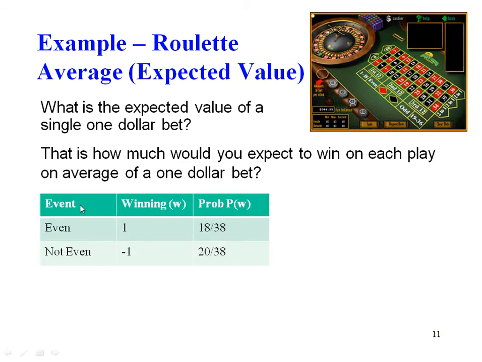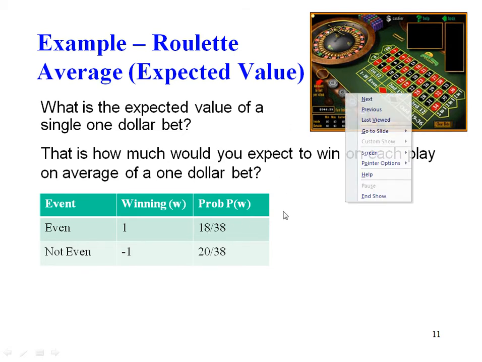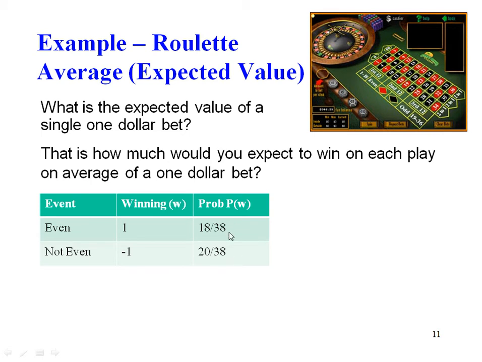Okay, so let's set up our event table. We got even and not even. It's not odd, right? Not even, because we have zeros and double zeros. If it comes up even, we win $1, and how many of those do we have? Well, we have the numbers 1 through 36, so half of those would be 18. You can add them all up. Okay, 18. And so 18 of those. Now, how many are not even? Well, we have the 18 that are odd, plus the 0 and the double 0, so there's 20 out of 38. That's the house edge, the 0 and the double 0.